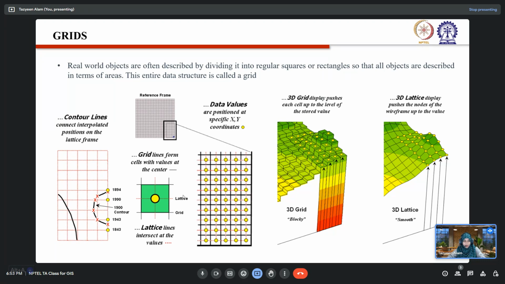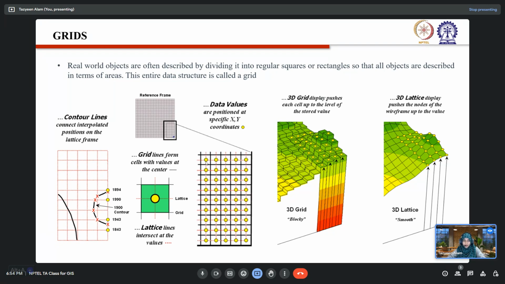So here you have the lattice position, and this is your grid, and these lattice lines intersect at those values. So your lattice point actually intersects at the center of the grid, which contains the value information. So considering this as your reference frame, this is a larger combination of a number of grids, so it has multiple grids, and this again, if we just take the small portion and zoom in, we can see that it has several data values.